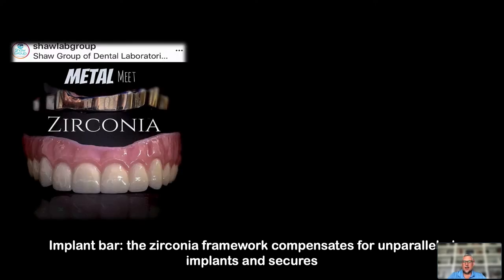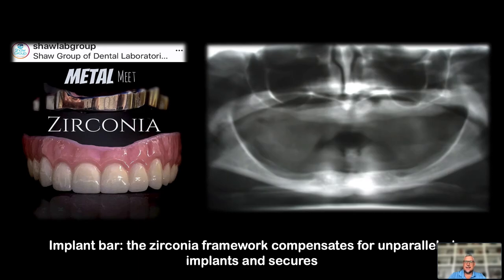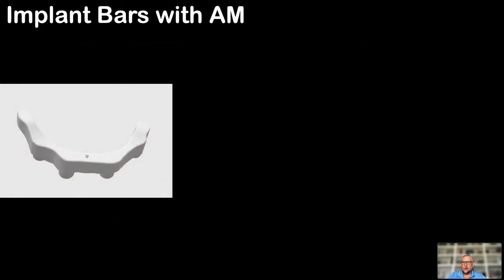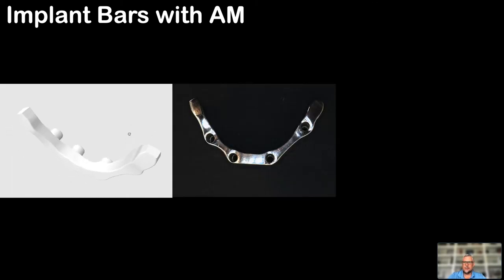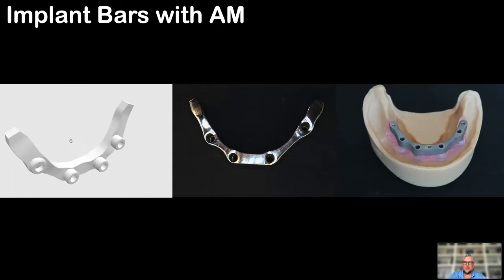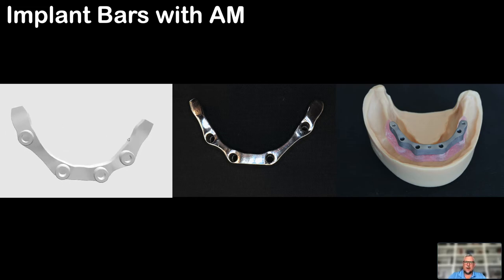As we move forward into today's day and age, we can then couple that with zirconia, and the bar can be designed in a way to compensate for implants that are not perfectly parallel. So I think we're all aware that implant bars now are manufactured through milling, which is a subtractive manufacturing process. And there's an example, and then it fits on our working models as we see.